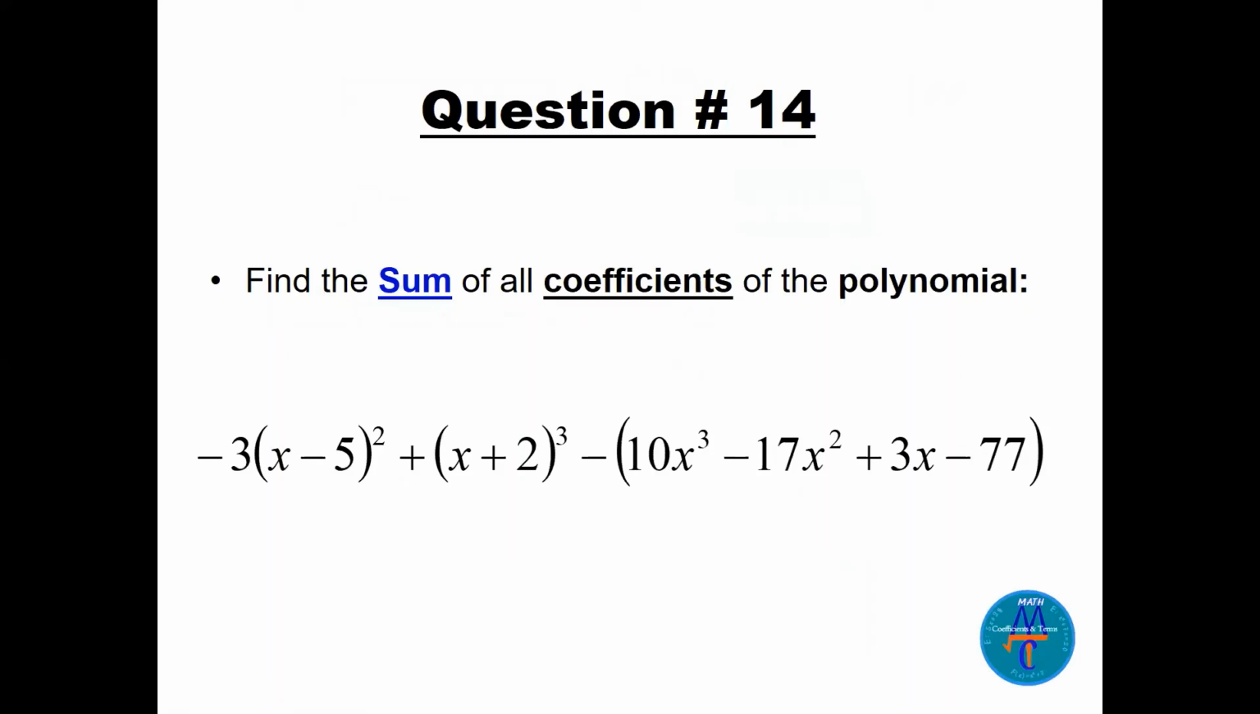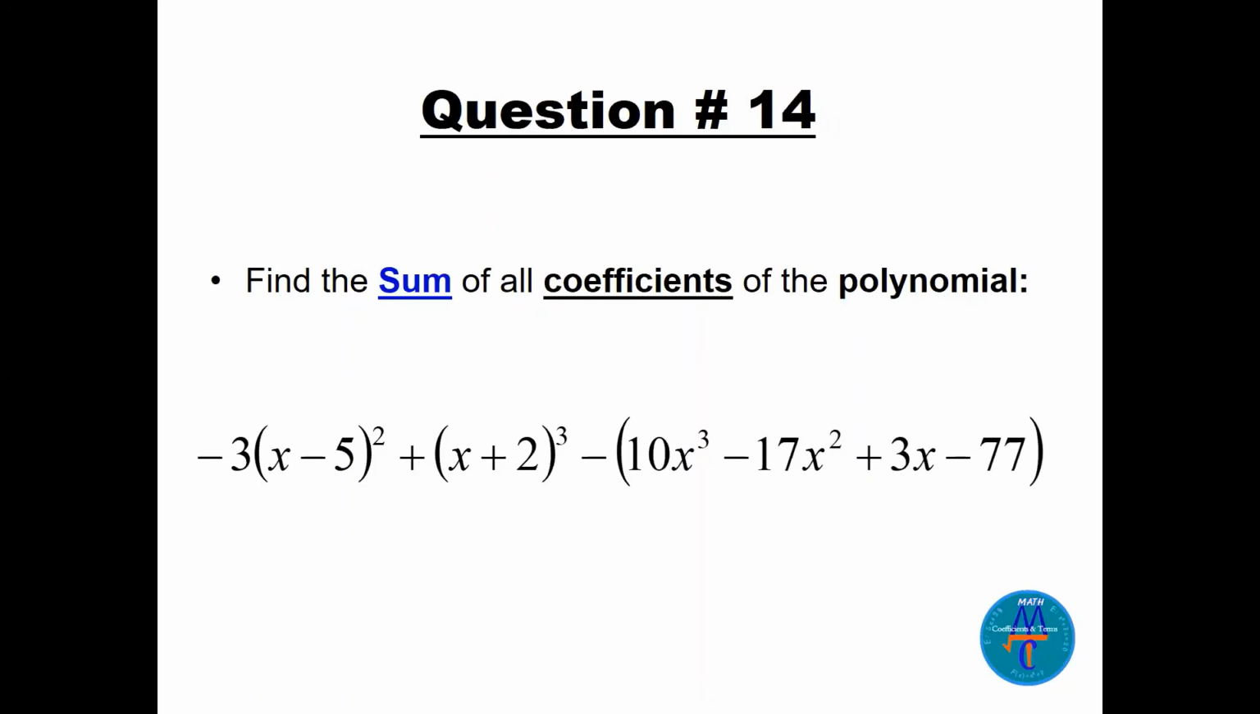14 also, maybe the simplest. It looks ugly, but it's one of the simplest. Find the sum of all coefficients of the polynomial. You understand the idea? Find the sum of all coefficients. This is a big polynomial here. So you have minus 3 times all this squared plus all this cubed minus all this expression. All of it is one polynomial. We need all the coefficients, and then find the sum. That means add. It's not that difficult.